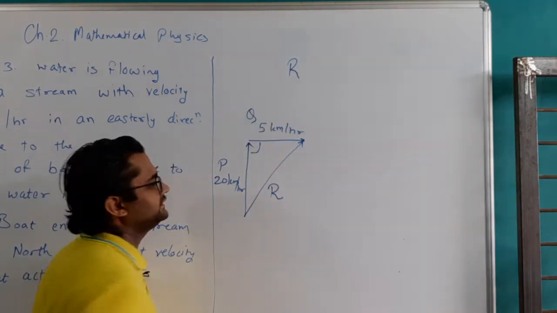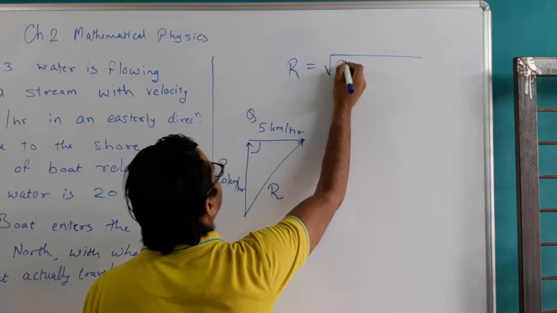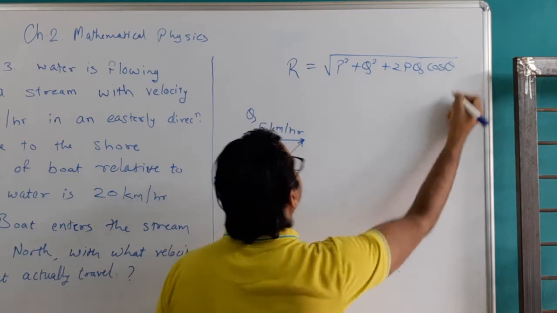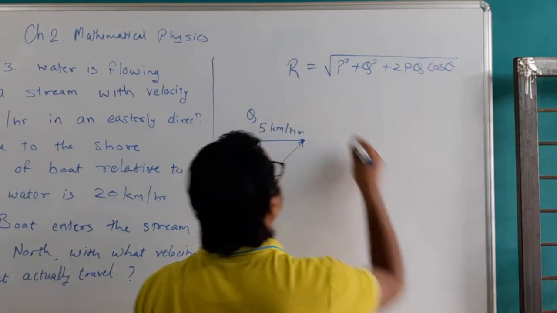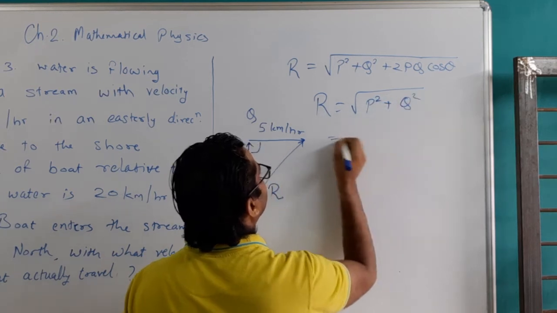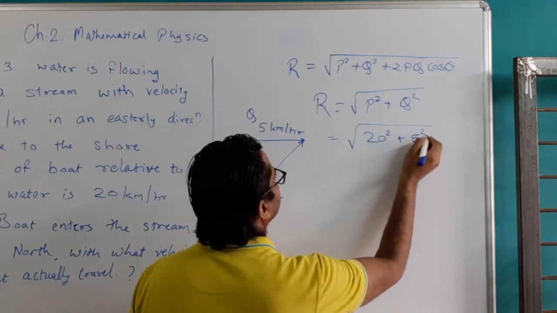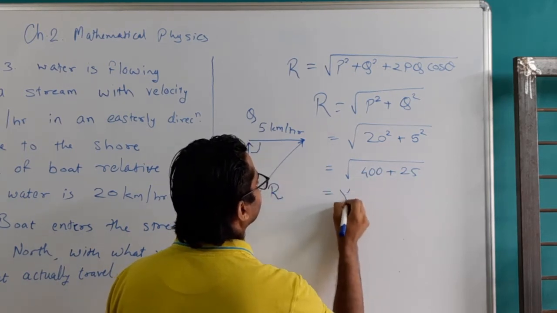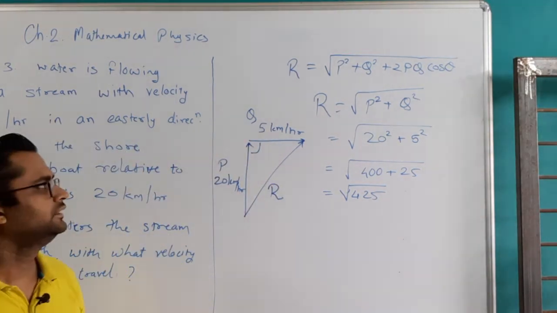The magnitude of resultant r, as per the triangle law or parallelogram law of vector, is equal to square root of p square plus q square plus 2pq cos theta. Theta is the angle between the p and q vectors, which is 90, and we know that cos 90 is 0, so this term goes out. What is left is r equal to square root of p square plus q square. If we put in the values, it is 20 square plus 5 square, which comes out to be 400 plus 25, so it is square root of 425. This will be the value of the resultant velocity.